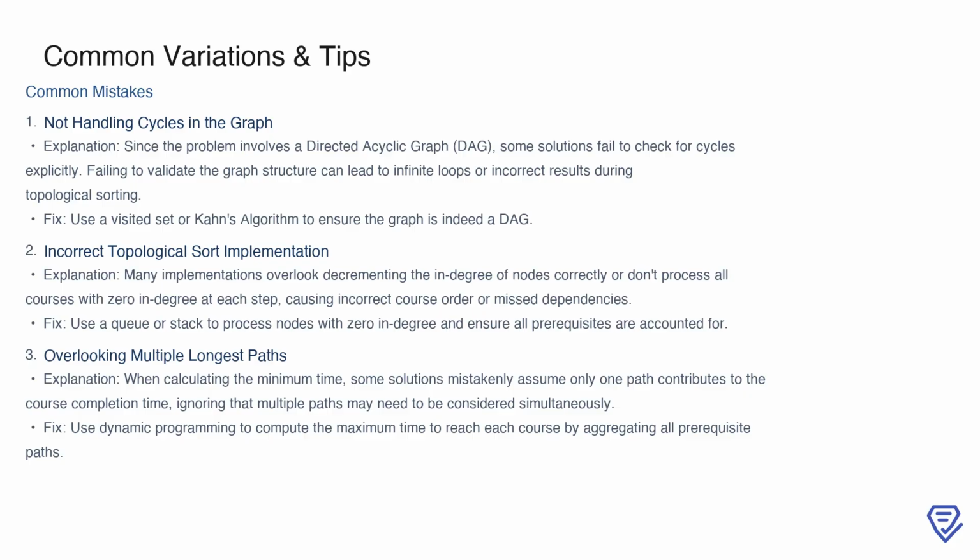Finally, overlooking multiple longest paths is another frequent pitfall. Some solutions mistakenly assume that only one path contributes to the course completion time, but in reality, multiple prerequisite paths might need to be considered simultaneously. To handle this, dynamic programming can be used to compute the maximum time required for each course by aggregating the times from all prerequisite paths.